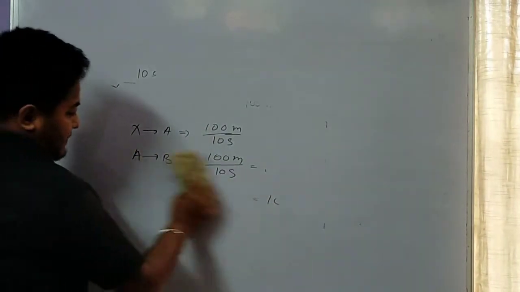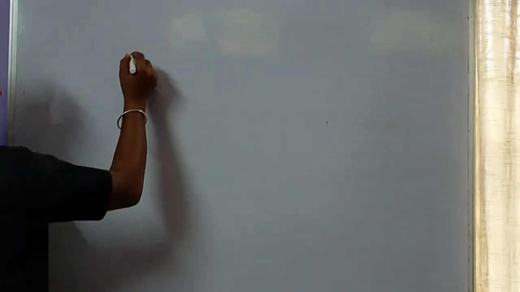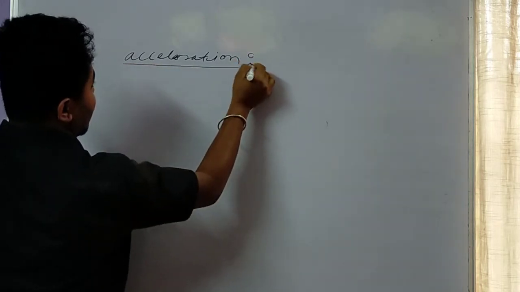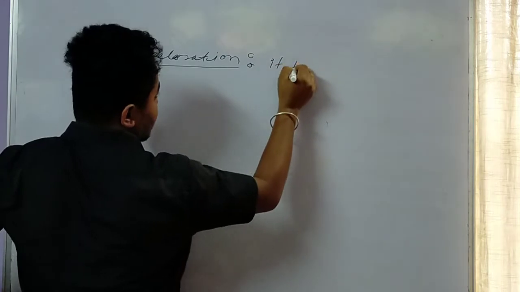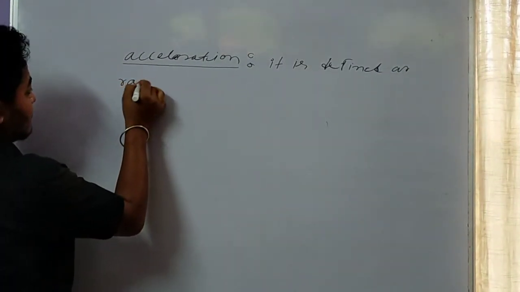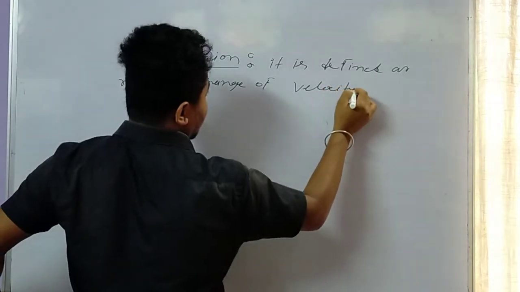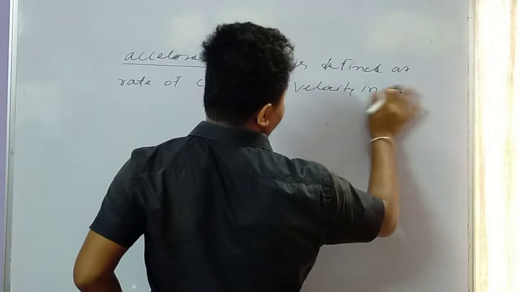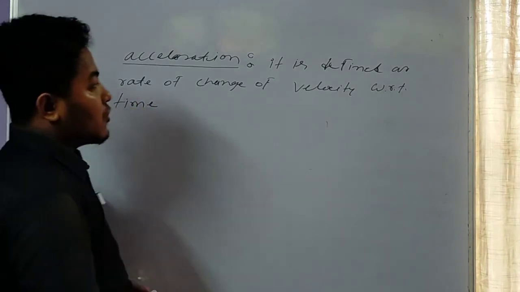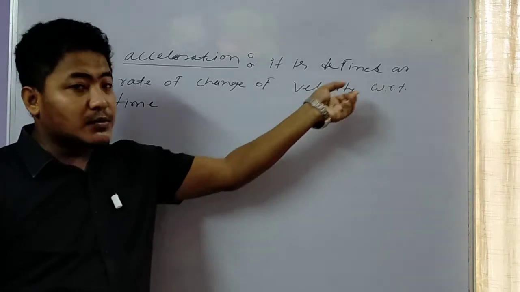Acceleration we all have studied in class 9 very briefly, and in my introductory class also I have given some hint about acceleration. You write acceleration. How is it defined? Acceleration is defined as the rate of change of velocity with respect to time. Am I clear? This is called acceleration.